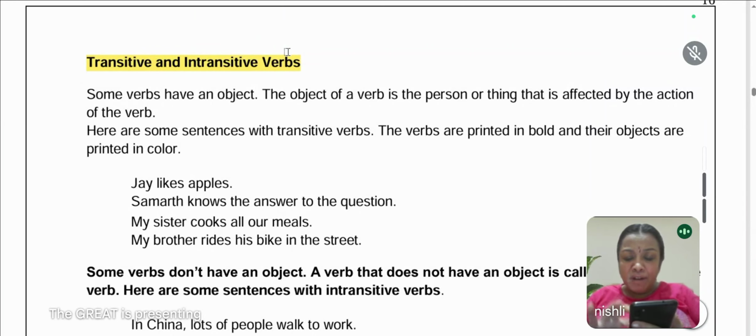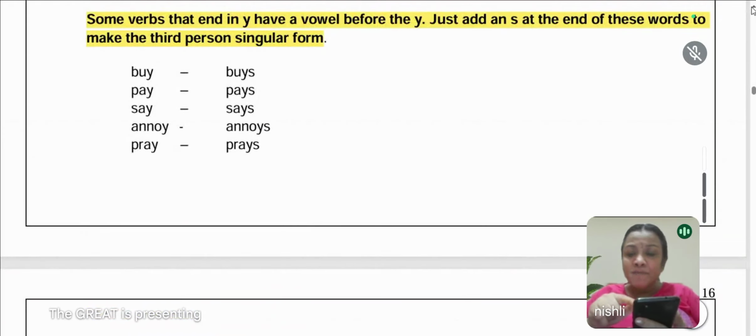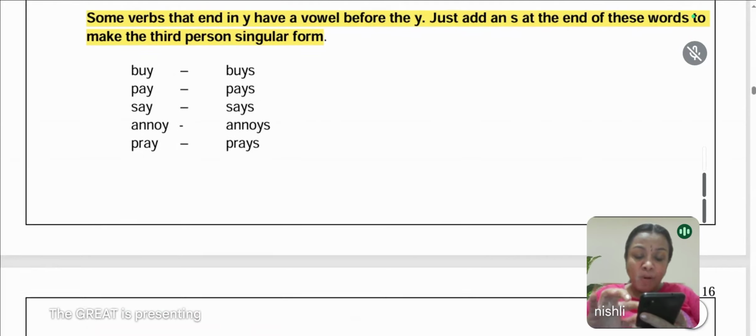They have a vowel before the y. You can see annoy, it has a vowel o. Say, it has a vowel a. Pay has a vowel before y, it has a vowel a. Then buy too, before y you have a vowel u. So pray, the vowel before y is a. Okay, so these are all important things.